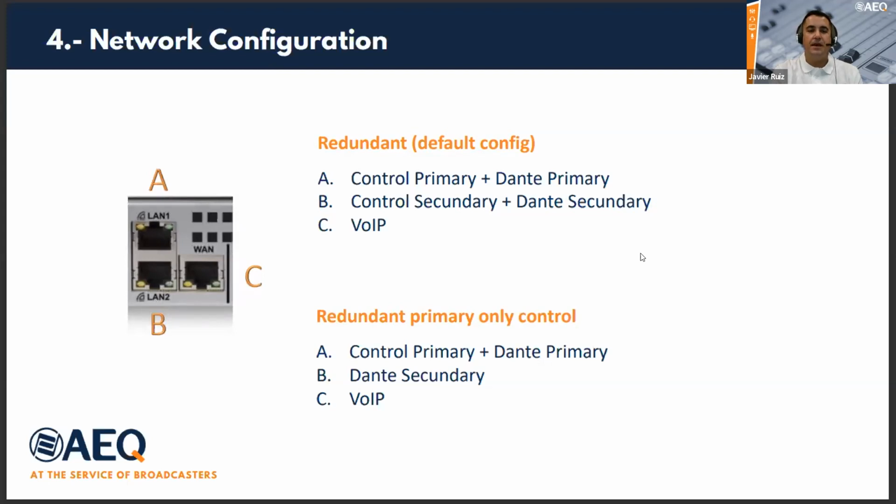You can see LAN 1, LAN 2, and port C. By default, it's in redundant: LAN 1 is the control primary network and Dante primary network. In LAN 2, control secondary plus the Dante secondary, and C port is voice over IP. The second option is redundant primary only control. We have Dante primary in LAN 1 and Dante secondary in LAN 2, and only one control in LAN 1. Voice over IP is in the C port.